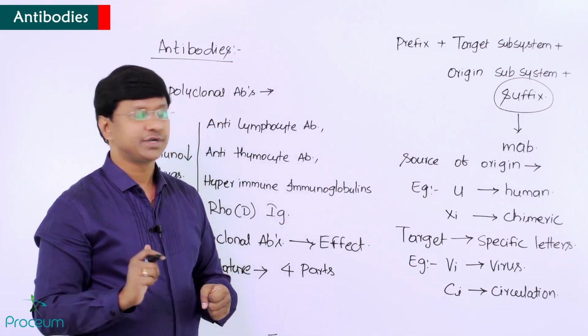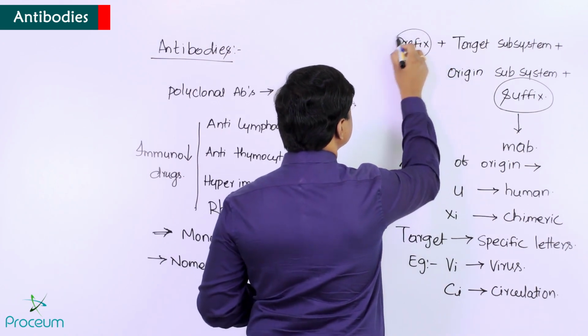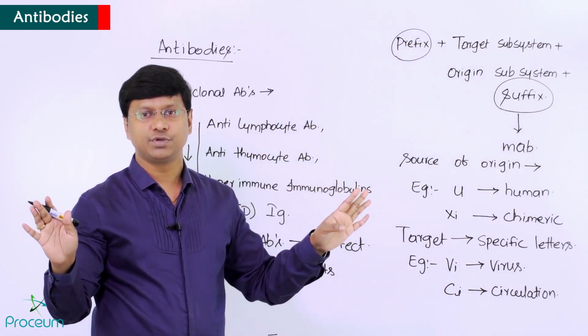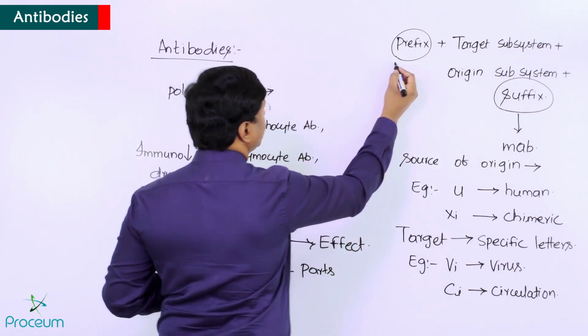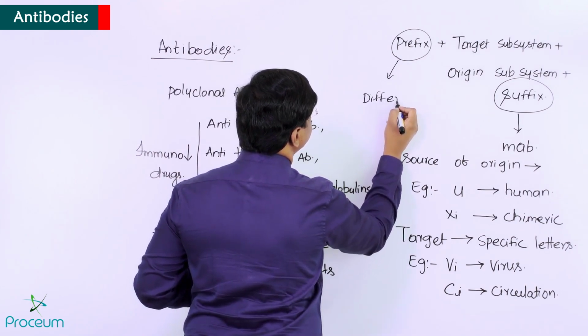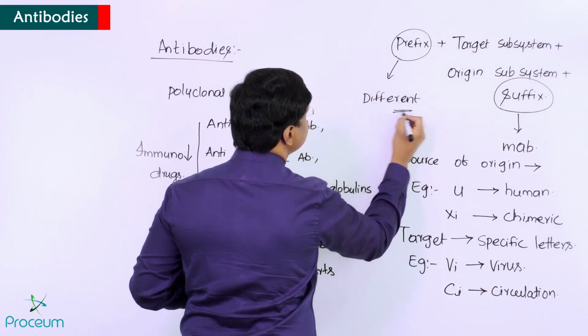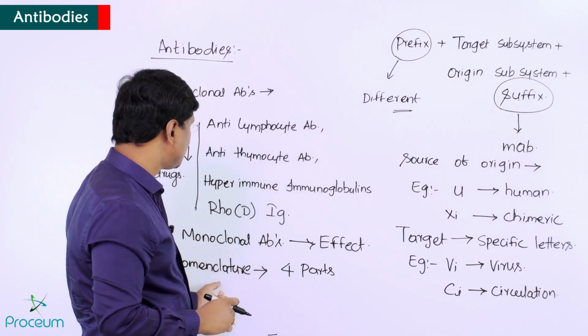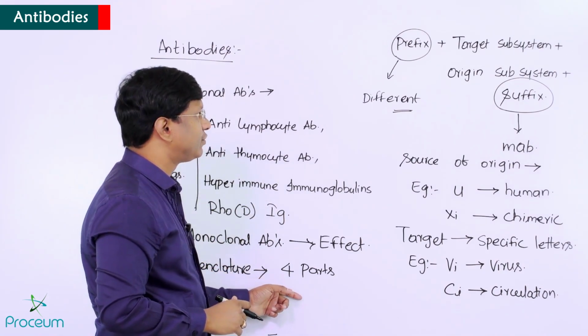Now a point you should remember is this particular prefix. Remember, the prefix is different for each monoclonal antibody. So this is the nomenclature of the monoclonal antibodies, which has 4 parts.